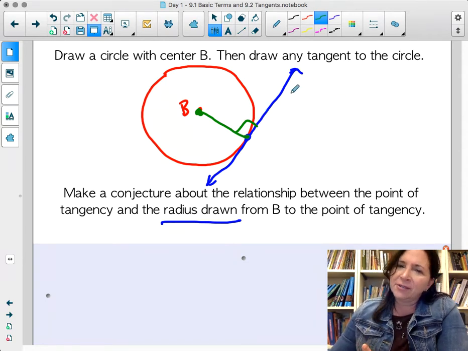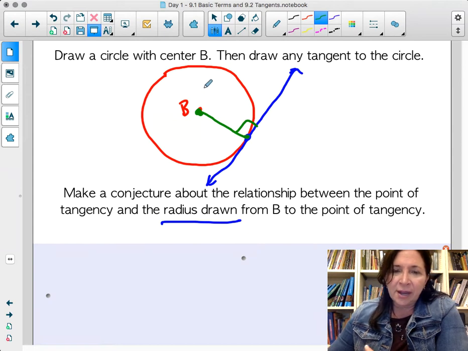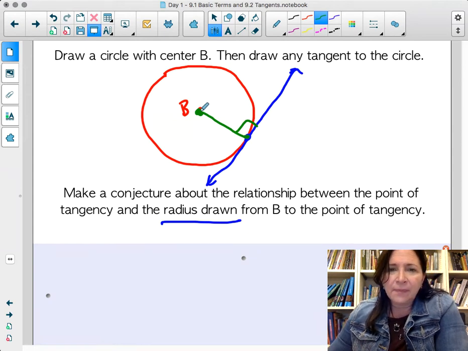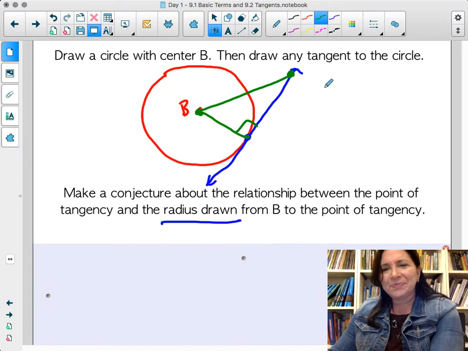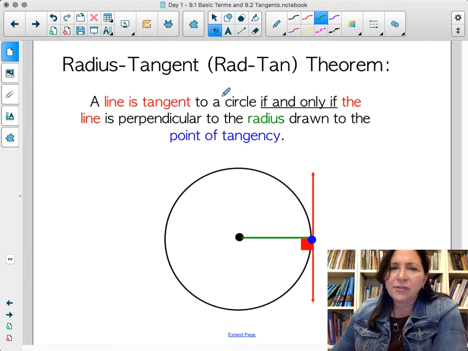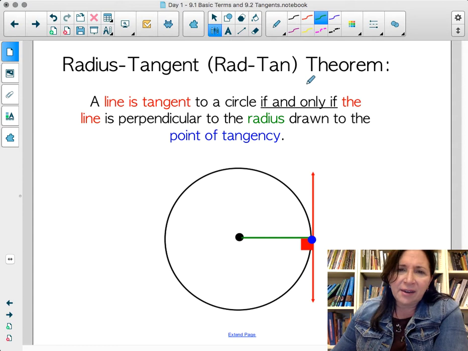There are all kinds of really cool things that you can do with this. And number one, we can solve some equations. Let's say this was a line segment instead of a line. There's our right triangle, so we can do some fun stuff with that. We call this the radius tangent, rad tan. That's not a real thing. But the line is tangent to a circle if and only if the line is perpendicular to the radius.